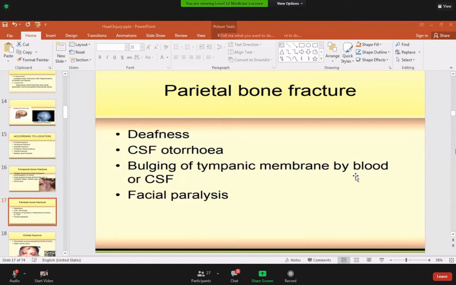CSF otorrhea, again the CSF starts coming out of the ear, and there is bulging of the tympanic membrane by blood or CSF. When you are doing the otoscopy, you can see the tympanic membrane bulging out, and there can be facial paralysis. The parietal and temporal bones are one over the other, so usually the injuries are combined. Sometimes the patient presents with combined involvement of the parietal and the temporal bones.